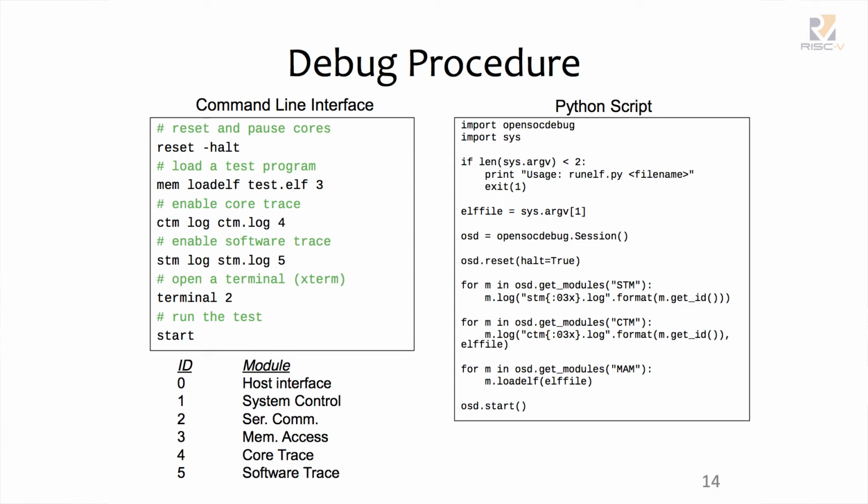And this one will enable the call trace. So you say enable the call trace using this log command and log the command into this file. Also, we know that the call trace module is number 4 here, so we put 4 here. The second line enables the software trace. Also write the software trace to this module, and we know the software trace module is number 5. After that, this one initiates the console, so you get a UART window there. You can input some commands, and you see the printf come out, and then you start processing.